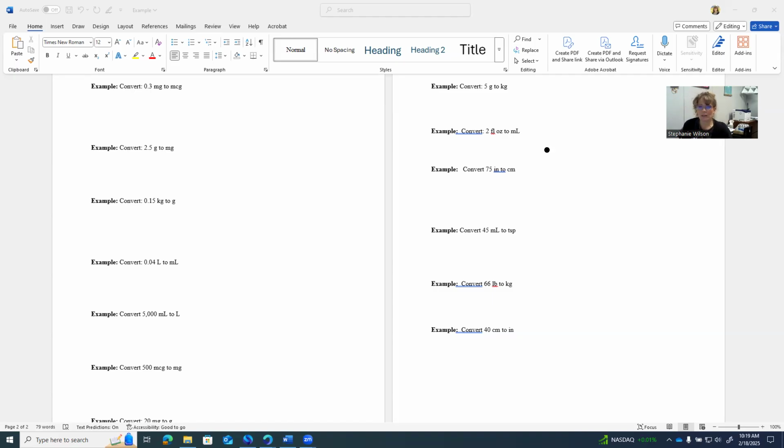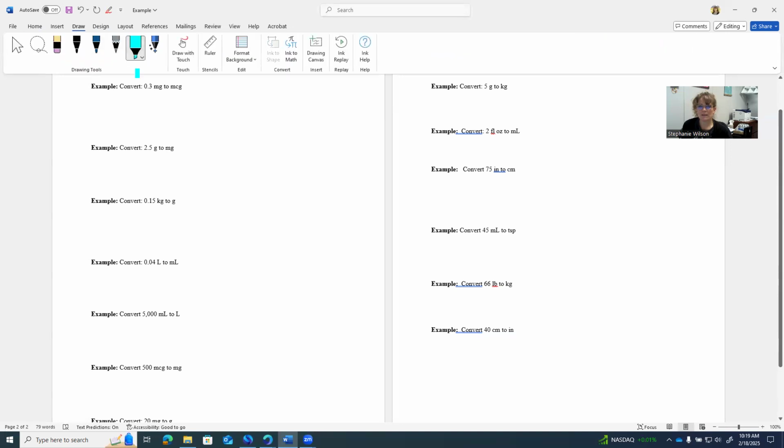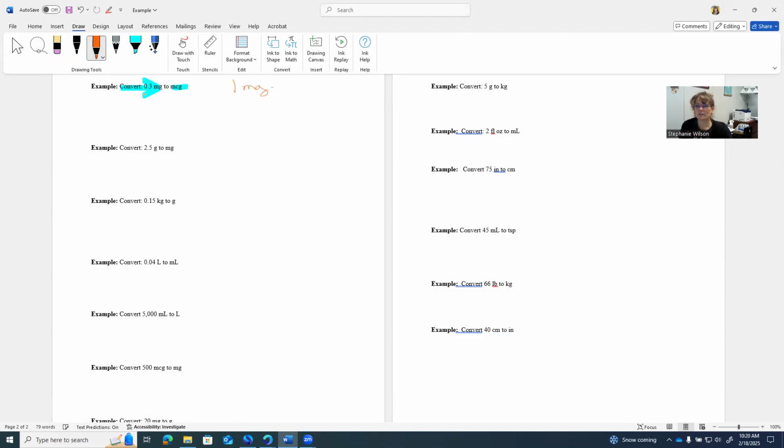Let me get my pen out. This is what it's asking us to start with, and this is what we're converting to. So what I'm going to do is go to the conversion sheet and ask, what do I know about the relationship between milligrams and micrograms? Well, I know for every 1 milligram, it's 1,000 micrograms. Okay, so now let's get started.